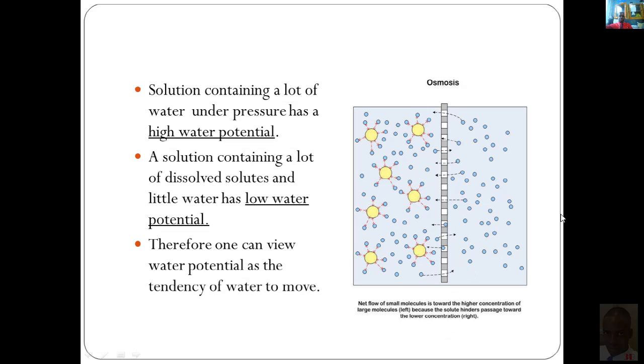The higher water potential would be on your right, and the lower water potential would be on your left. And the reason for that is because you have solutes on your left, so it means that the water potential is below 0. On your right, we don't have any solutes, which means that the water potential is closer to 0, if not 0. So the higher water potential would be on your right. So the water will move from a higher water potential to a lower water potential. And that is what we call osmosis, the net movement of water molecules from a high water potential to a low water potential.